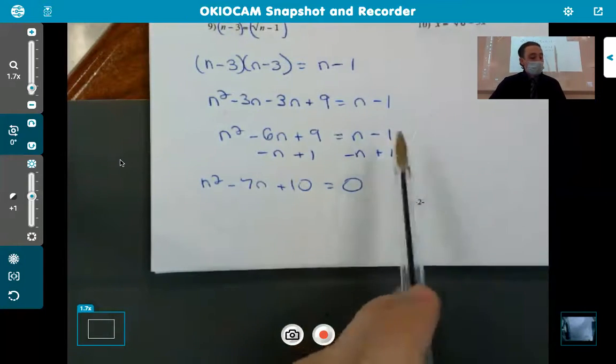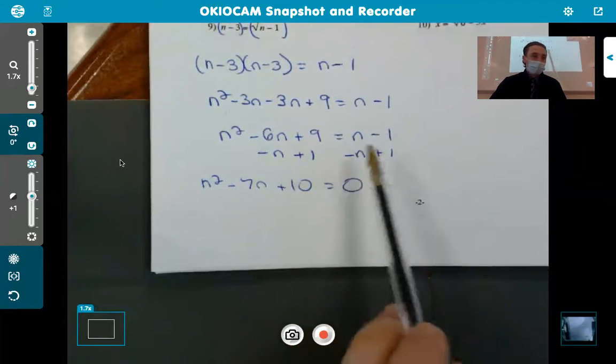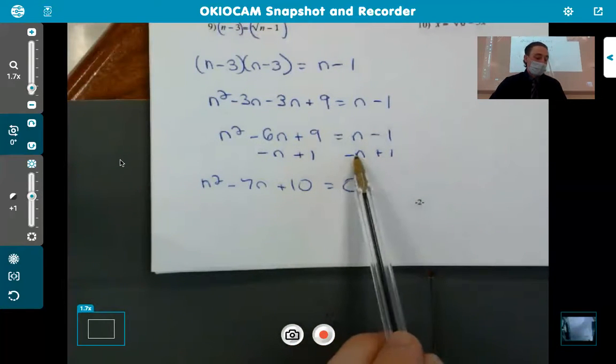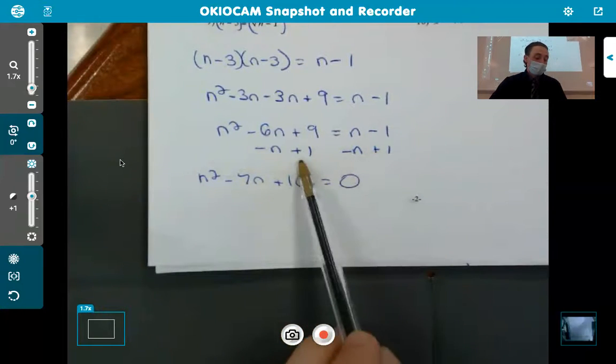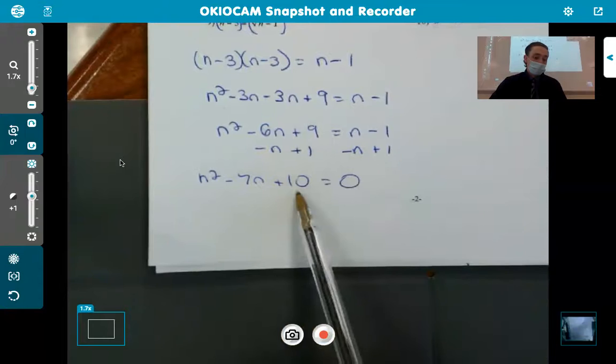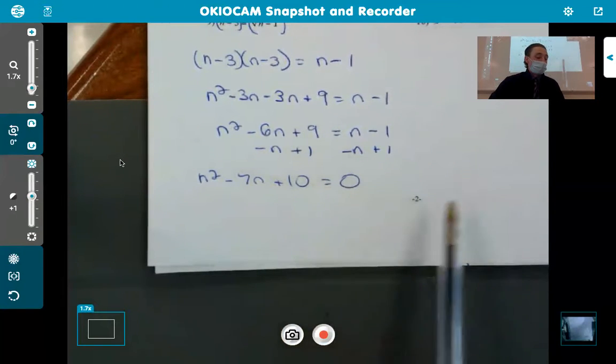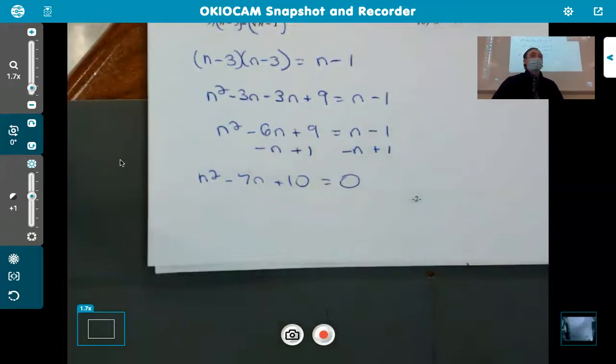Yeah, I just did 2 steps at once. So instead of doing it one at a time, subtracting the n from both sides, I combine like terms here and then add the 1 to both sides. So I have 9 plus 1 gives me 10. And the reason I'm doing that is to get 0 over here and all the terms on one side, so then I can start my factoring process.